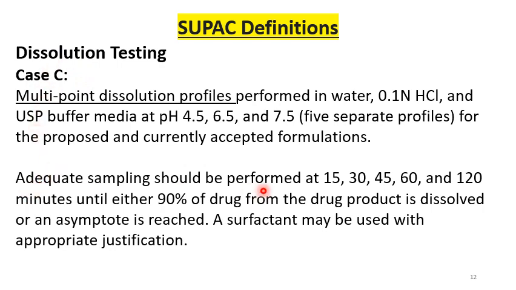Adequate sampling should be performed at 15 minutes, 30 minutes, 45 minutes, 60 minutes and 120 minutes until either 90% of the drug from the drug product is dissolved or the asymptote is reached. Asymptote means the dissolution is stopped. Suppose you get 84% release at 60 minutes and also 84% release at 120 minutes. That means the asymptote is reached, and more time will not give a higher release of the drug. A surfactant may be used with appropriate justification.